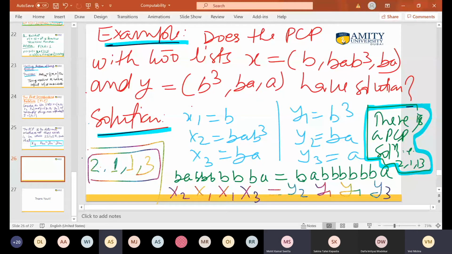I didn't understand. After plotting all the x points and all the y points, this green part, BABB, how do I know when to stop? How many times have you written x2? x2 is once. So what was the value of x2? BAB cube. So b cube means 3 times b. Yeah, so this is x2.